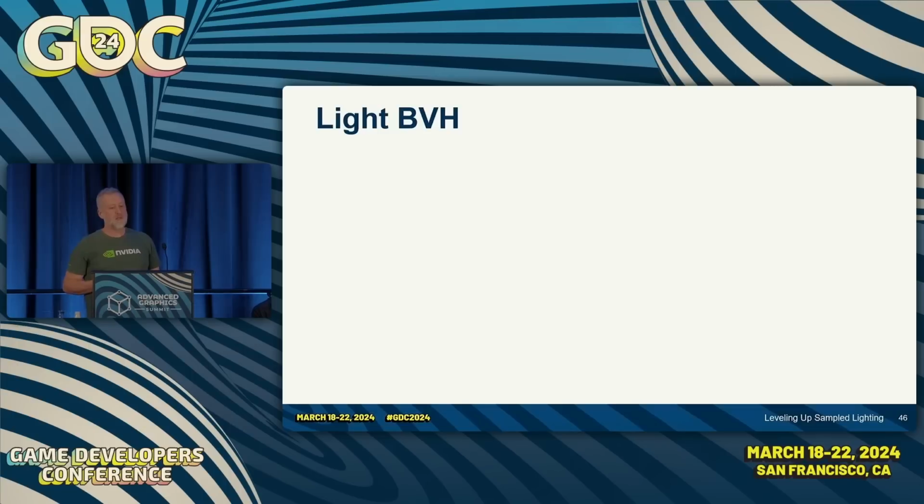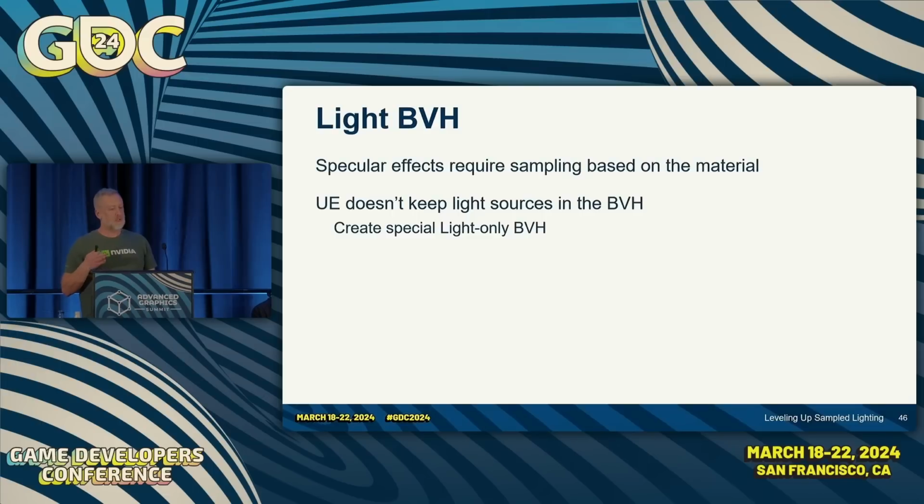The way we've done this is with a light BVH. It was mentioned a little bit earlier today, and there's another talk, I guess, towards the end of the week on light BVHs, but ours is sampling the specular ray on the material. Unfortunately, UE out of the box doesn't have access to light sources in the BVH, so we're actually going to create our own special light BVH that we sample separately.